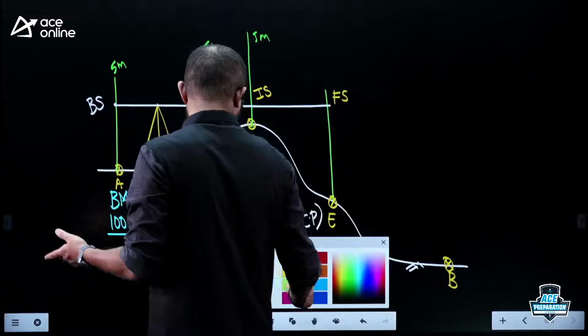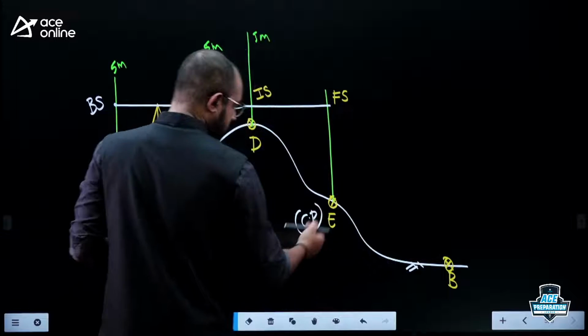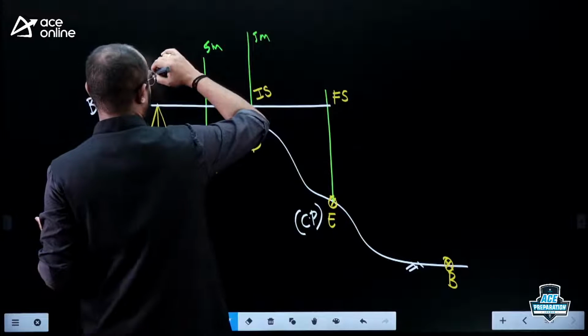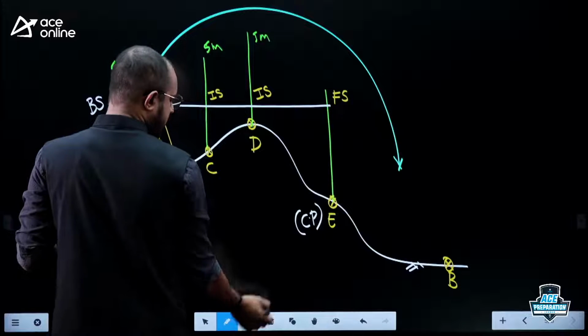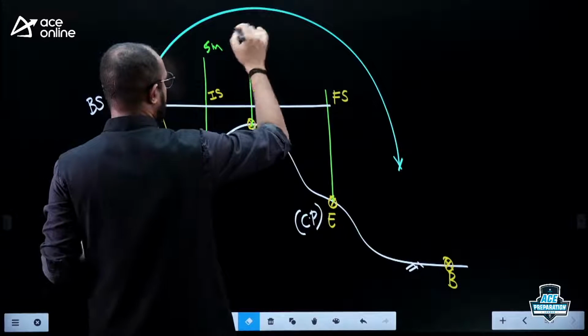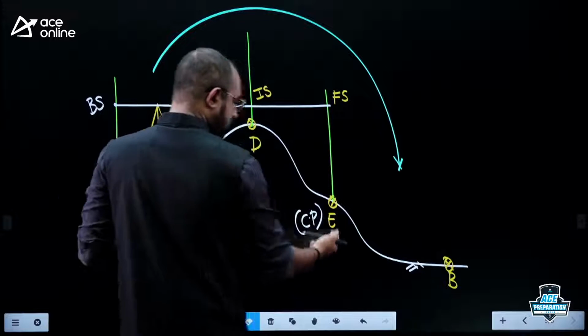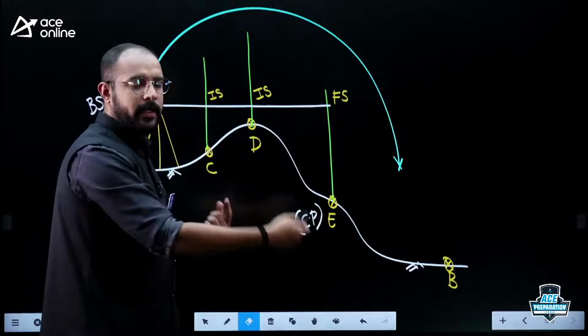We already established that beyond this particular point E, it is not possible to take any sort of staff reading. Just like I promised, I will shift my instrument and keep it somewhere around there. Okay, let us take these guys out. So it is nothing but a staff station. Change point is nothing but a staff station about which the instrument is shifted.